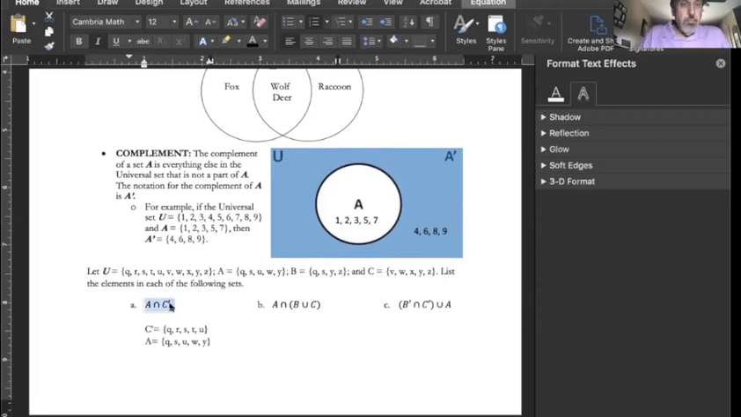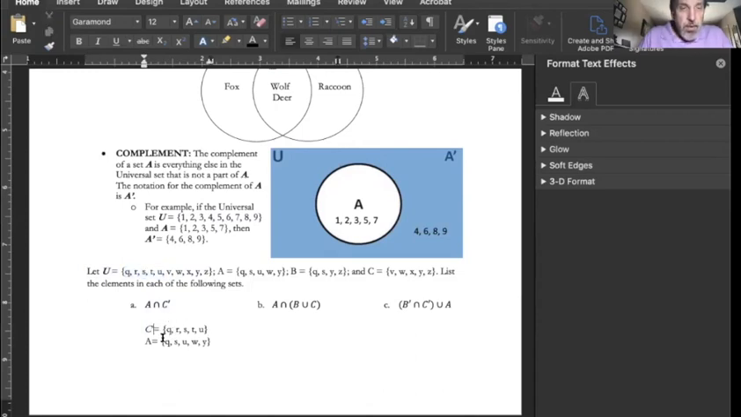Now, before we can do that, we need to identify what C complement is. And so C complement is everything in the universe, all of this stuff, except for what's in C. Now what's in C is the VWXYZ. So that makes this complement really easy to identify. The complement of C is everything except for VWXYZ. So the complement of C is QRSTU.